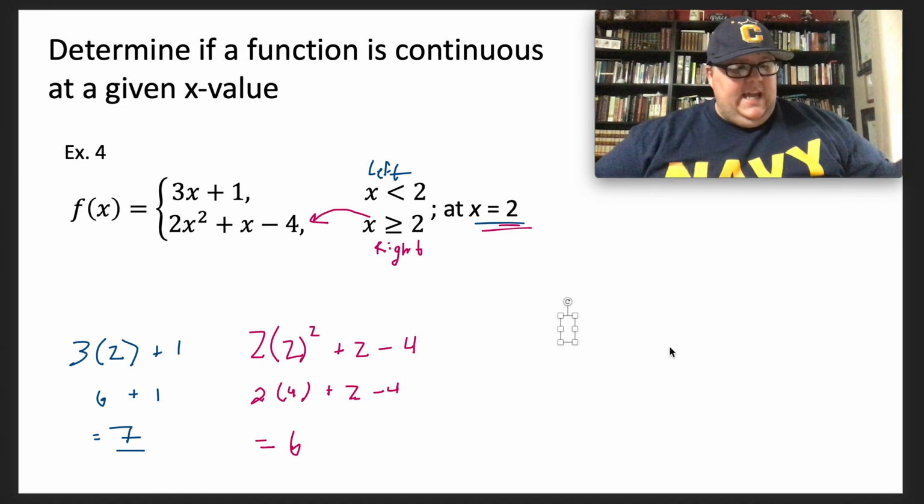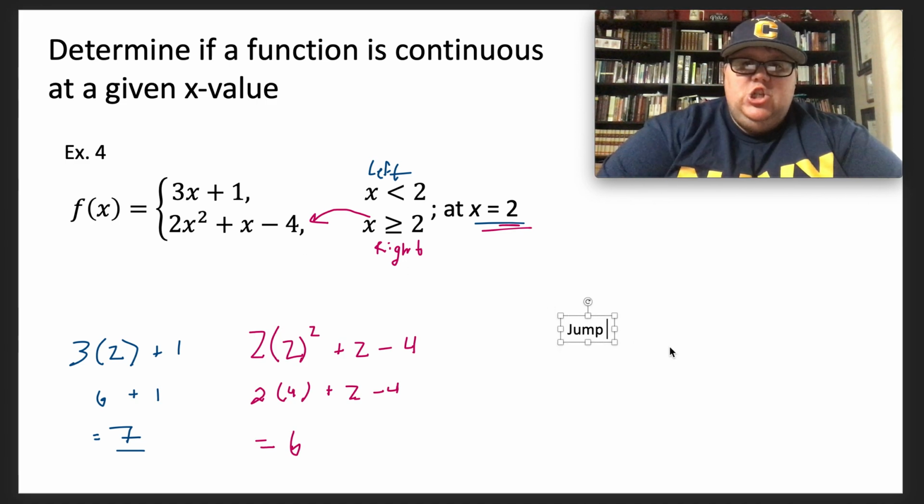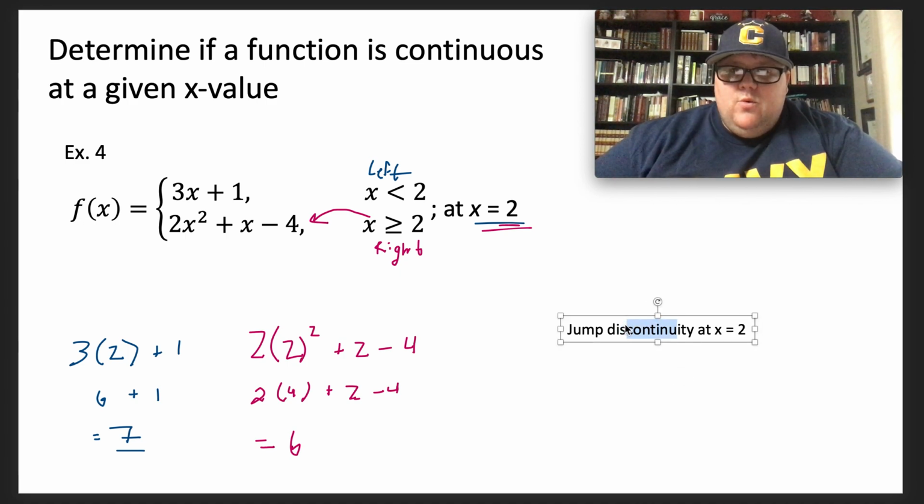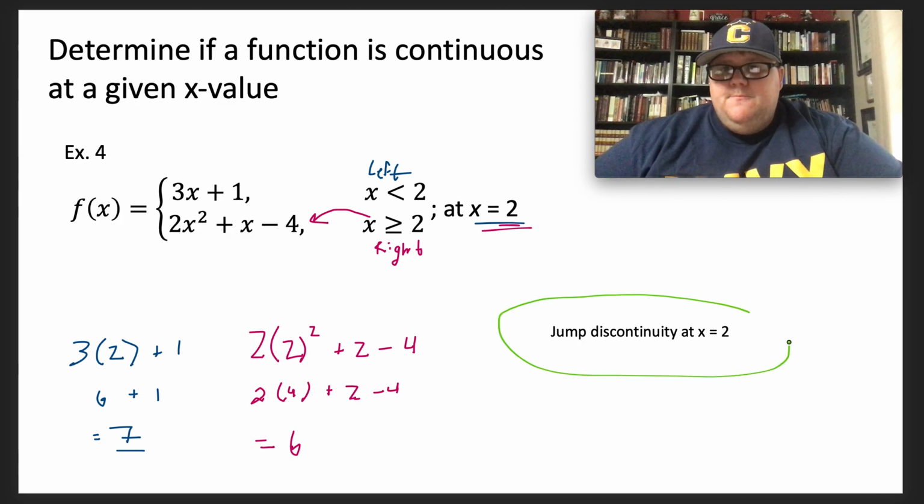So what that tells me is my function has a jump discontinuity at x equals 2. Because they don't equal each other, I have a jump discontinuity. That's my answer. I'll circle that in green. But again, if they did equal each other, then it would be continuous. If I did all this work and got 7 equals 7, then I would say it's continuous.